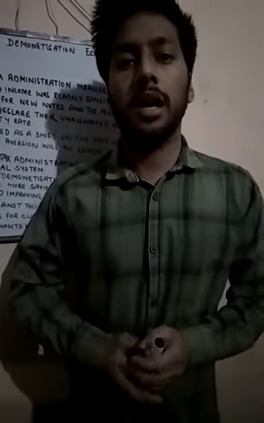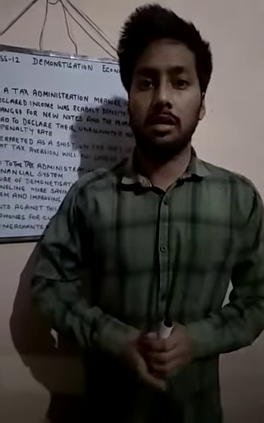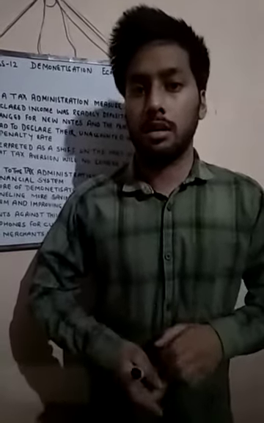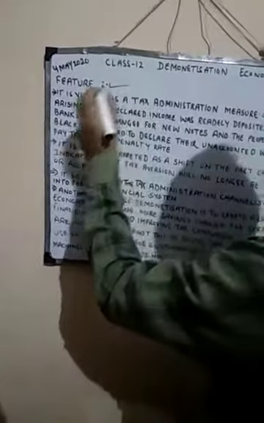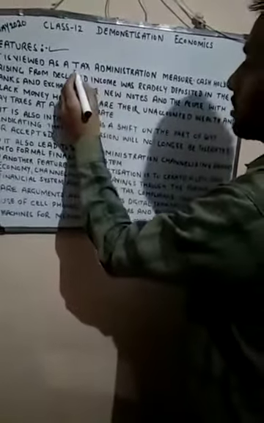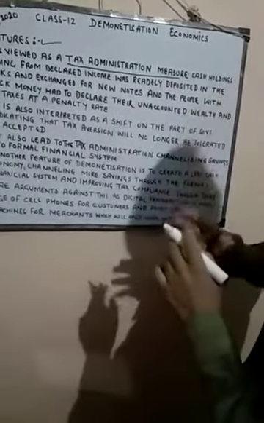In the last lecture, we studied the reasons and benefits of demonetization. So again, we are starting with the features of demonetization. What are the probable features that our government kept in mind while launching this program? Let's start. The first feature is that it is viewed as a tax administration measure. This is the basic reason or feature: tax administration.